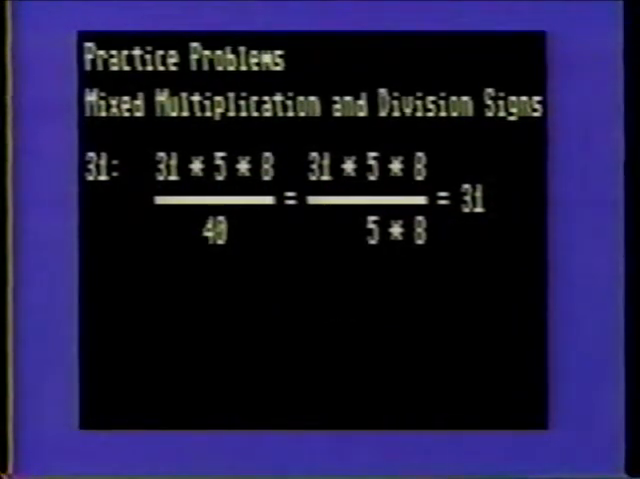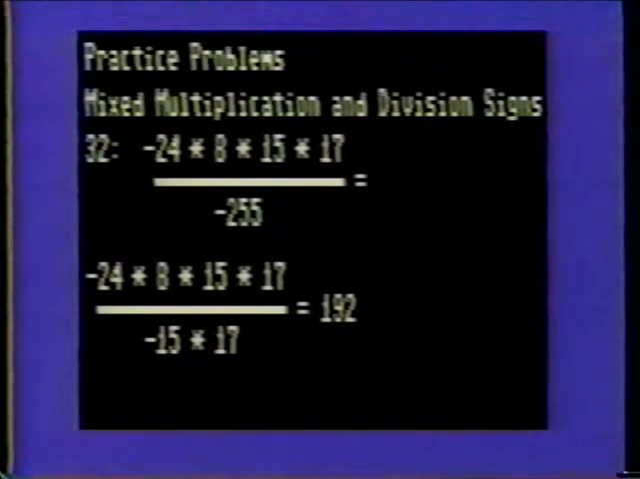Problem 31. 31 times 5 times 8 divided by 40. First, we must simplify the problem. 5 times 8 is 40. Now we have 31 times 5 times 8 divided by 5 times 8. From previous experience, we know that 5 times 8 divided by 5 times 8 equals 1. Now the equation reads 31 times 1, which equals 31.